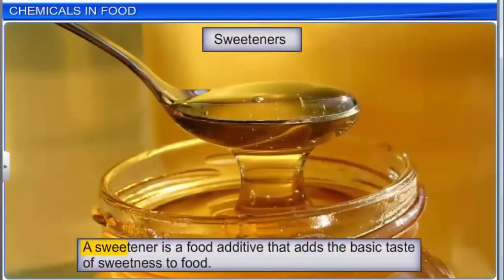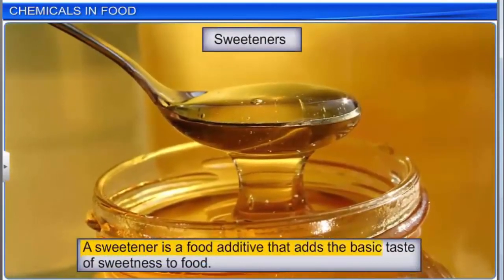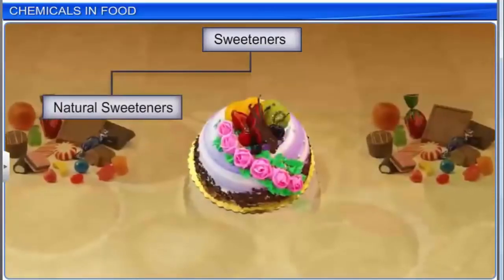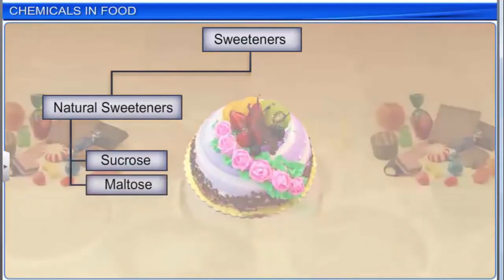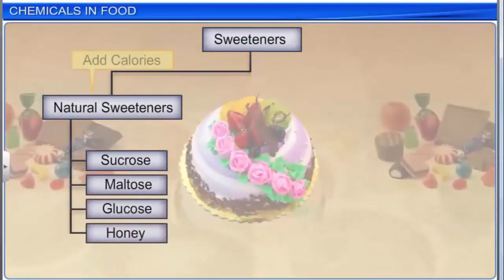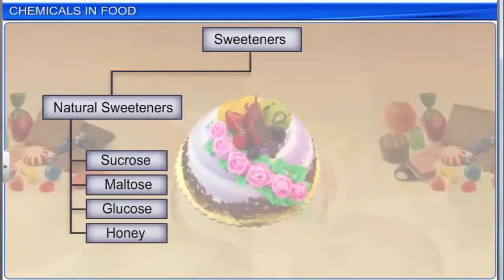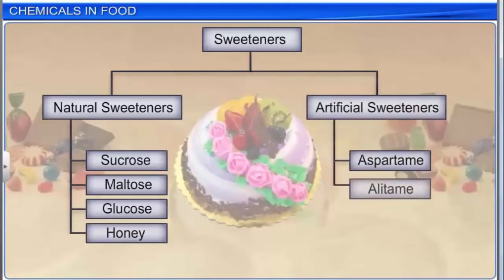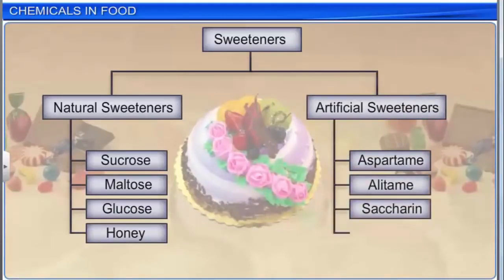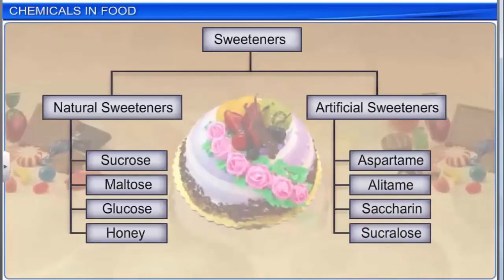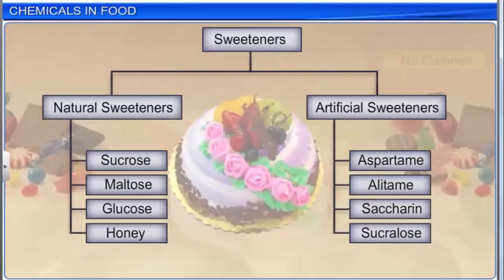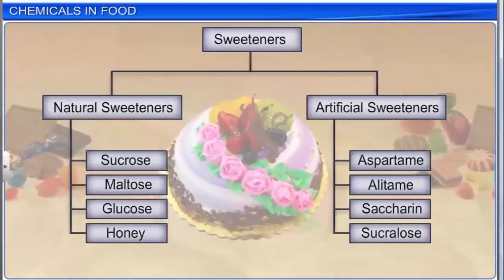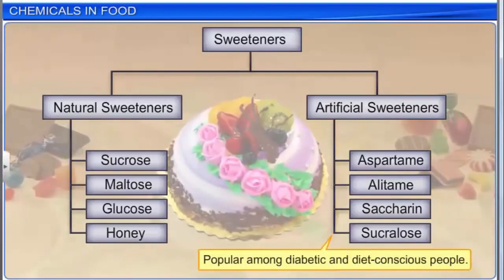A sweetener is a food additive that adds the basic taste of sweetness to food. Natural sweeteners like sucrose, maltose, glucose, and honey add calories when consumed. On the other hand, artificial sweeteners like aspartame, allantoin, saccharin, and sucralose are basically non-nutritive sugar substitutes, as they provide no calories when consumed. Hence, they are popular among diabetic and diet-conscious people.